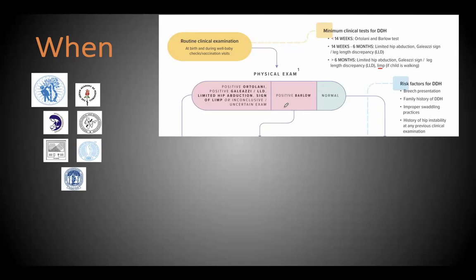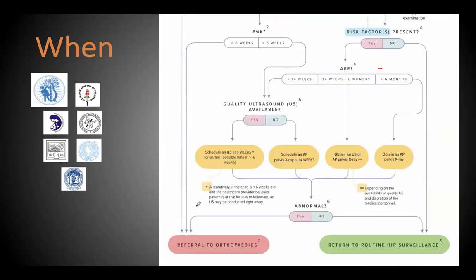So if you have a positive Ortolani, positive Galeazzi, LLD, limited hip abduction, or a limp, then you would refer the patient right away to a pediatric orthopedic surgeon. And or if the child is less than the age of 6 weeks and the child has any other risk factors which we previously mentioned, breech, family history of DDH, swaddling, in a younger child who is less than 14 weeks, you would want to get an ultrasound scan in them.